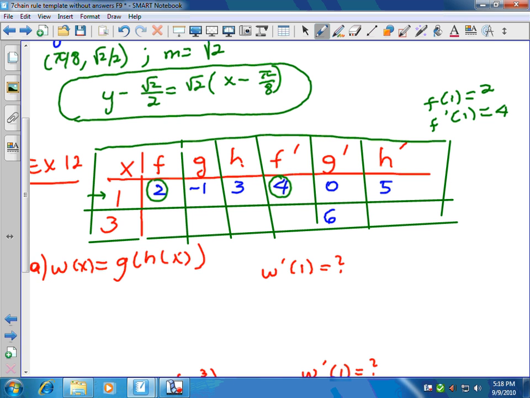Now the question. They define w of x as follows. It's a composition of two functions, g of h of x. How do we find w prime of 1? When you have a composition of two functions and you're trying to differentiate, how would you go about doing that? Think about it for a minute.